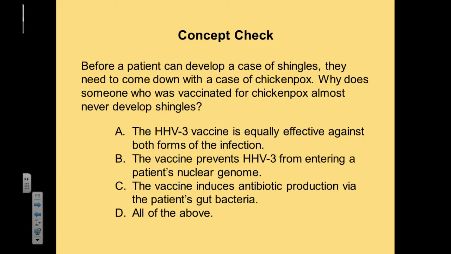So, concept check, class. Why does someone who was vaccinated for chickenpox almost never develop shingles? Is it A, the HHV3 vaccine is equally effective against both forms of the infection? B, the vaccine prevents HHV3 from entering the patient's nuclear genome? C, the vaccine induces antibiotic production via the patient's gut bacteria? Or D, all of the above? You can go ahead and rewind the video, flip back in your notes, or check your textbook for the answer. Go ahead and pause it and get me the answer.